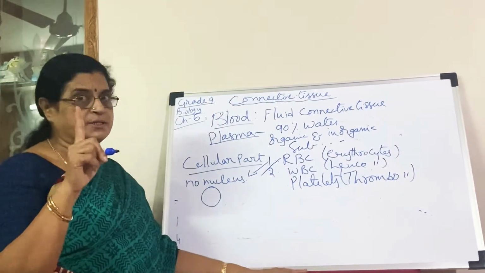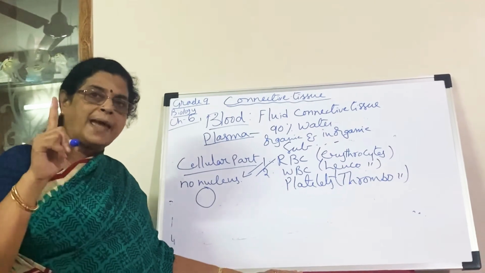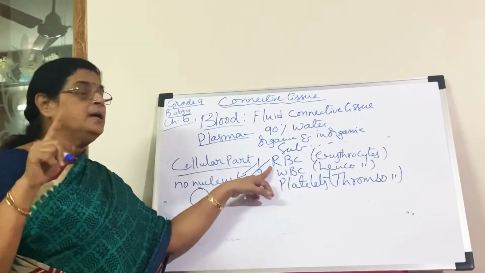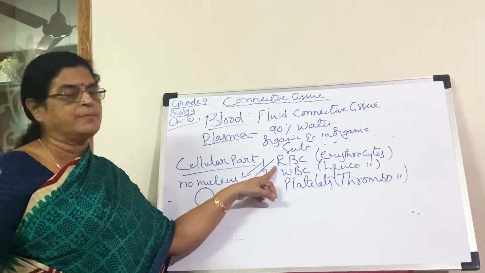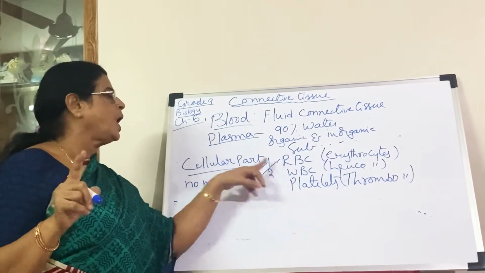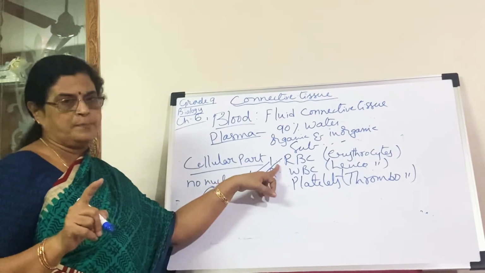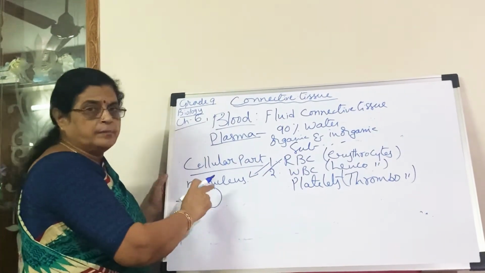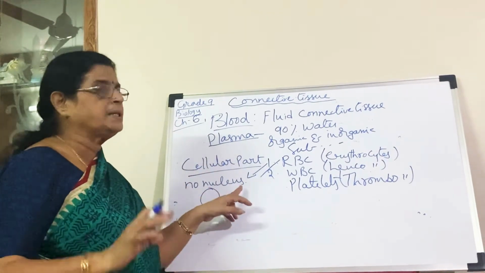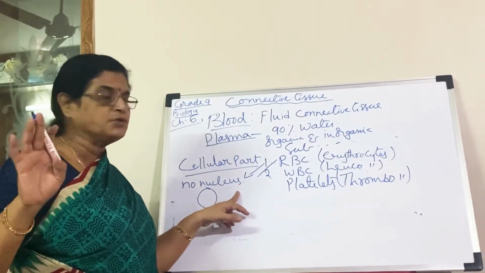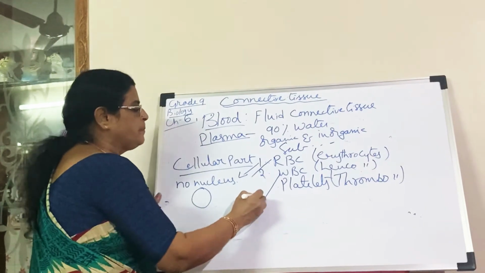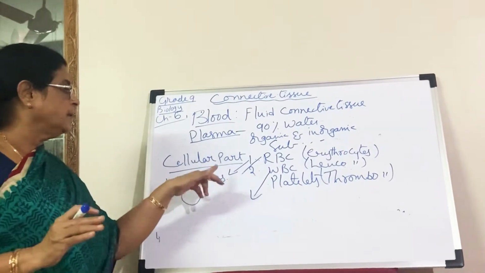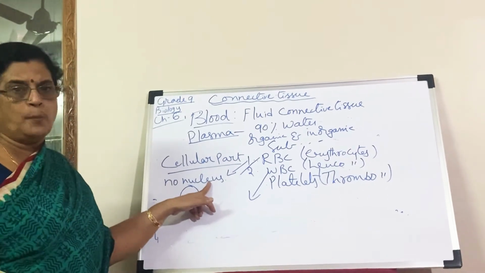In mammals, one exemption is there. The camel also comes under mammals, but camel RBC contain a nucleus. That is the exemption. Other mammals do not have a nucleus in their RBC. Red blood corpuscles do not have a nucleus in human beings, they are prokaryotic cells, but in the camel they have a nucleus. Now coming to WBC, leukocytes, white blood corpuscles: they do not have hemoglobin.